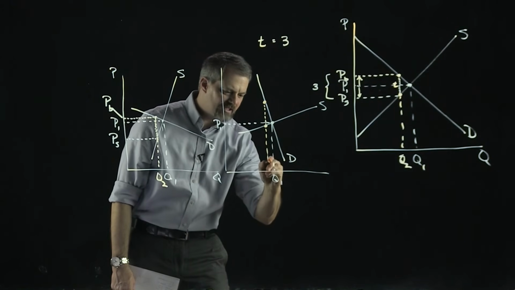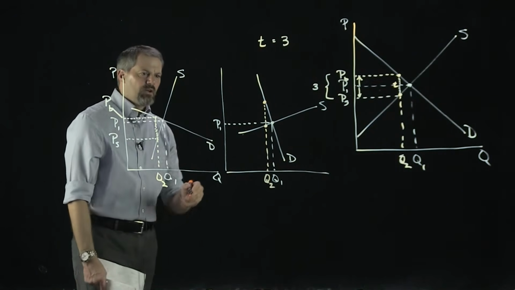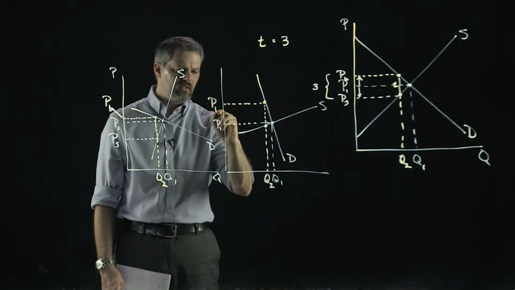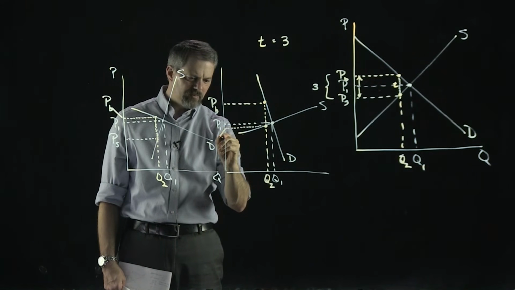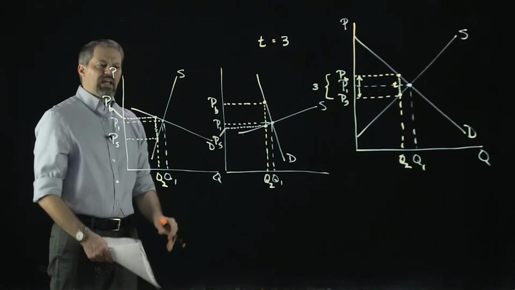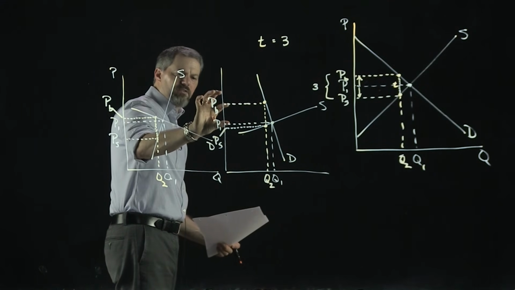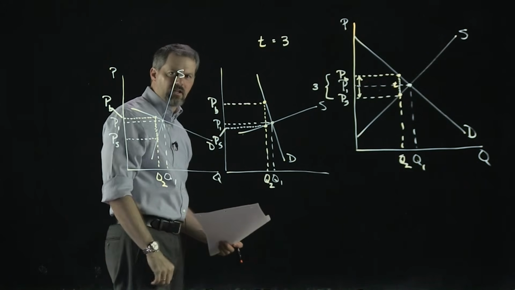We can see that it's going to cause quantity to fall to Q2. Right up here is going to be the price the buyers have to pay, PB. And right down here is going to be the price that the sellers get to keep. That's going to be PS. And you can see here that the burden of this tax is going to fall mostly on the buyers. A very small chunk of it's going to fall on the sellers.